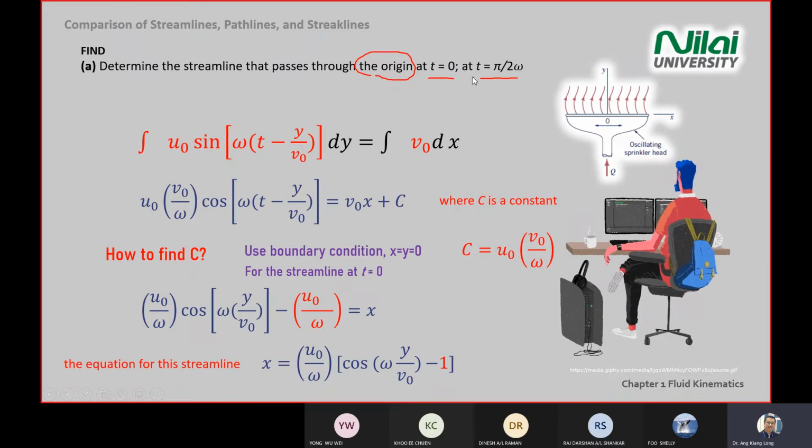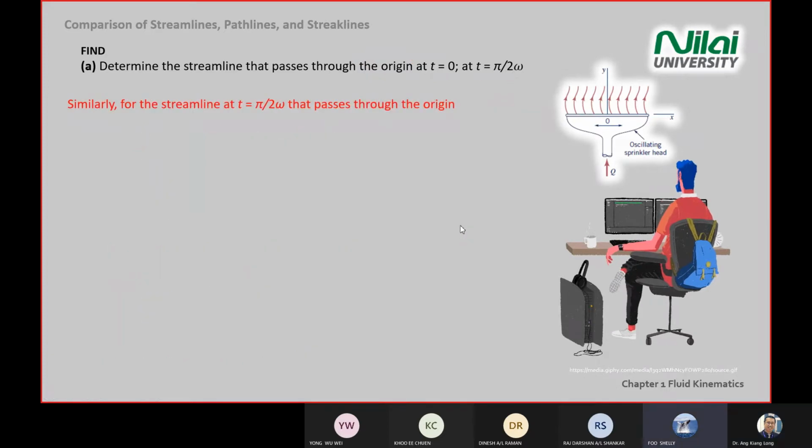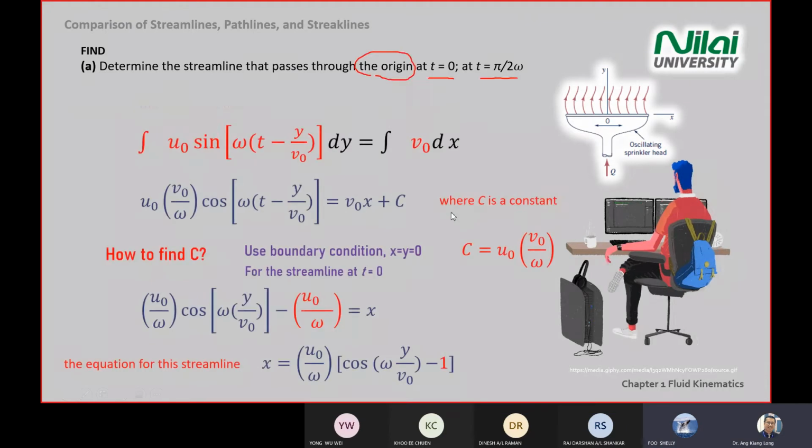Now I will give Shirley the chance to answer. What happens to the C when t equal to pi over 2 omega? What is your C, Shirley? Have you done the calculation? Yes, sir. But sir, I have a question.